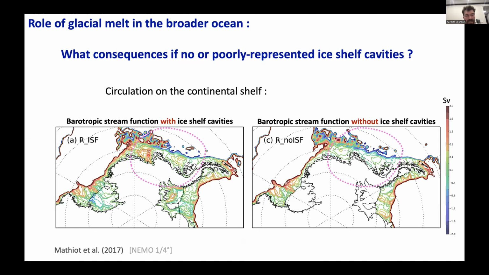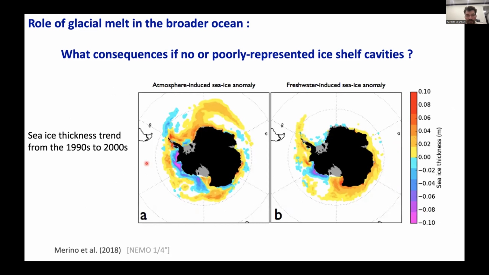So what you can see is that, this is West Antarctica, this is the Amundsen Sea, and this is the Bellingshausen Sea. In the Amundsen Sea, if you have ice shelf cavities, you have a much stronger circulation that is going like this all around the Amundsen Sea. And this can be understood in a simple way: if you put more ice shelf water along the coast, you will increase the horizontal density gradient, and therefore you will change the pressure gradients, and therefore you will change the geostrophic circulation in the ocean.